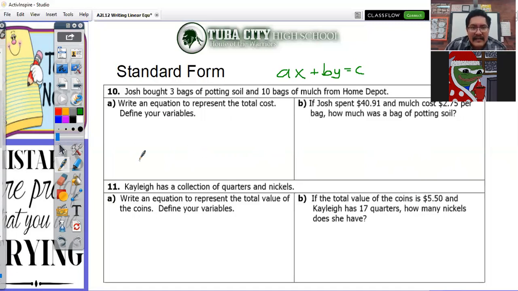So in this case here, we'll have X equal soil and Y equals mulch. So all we need to do is just plug these in. 3 times soil, so he bought 3 soil, plus 10 bags of mulch, so Y is mulch, so the number of mulch bags, equals C, which will be our total cost.